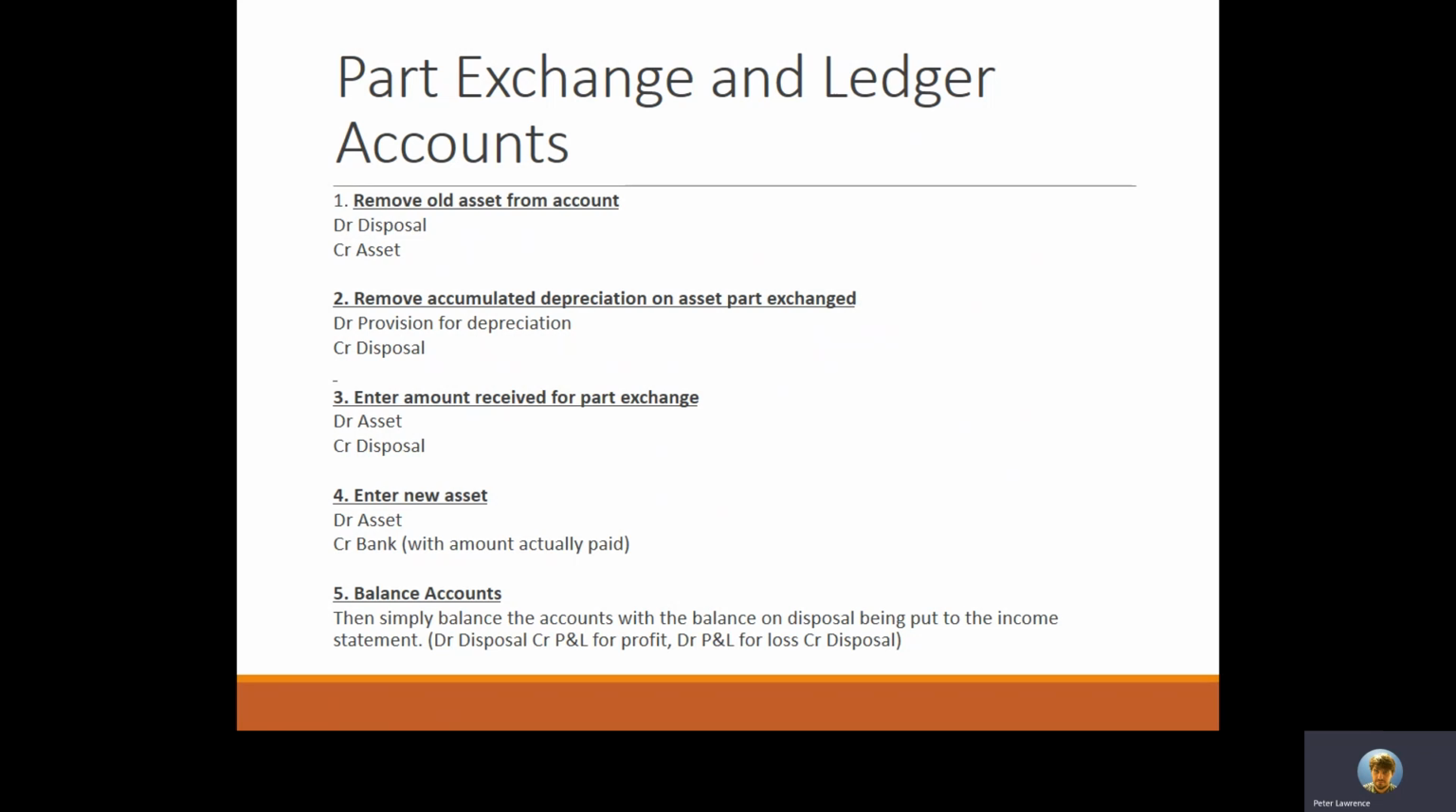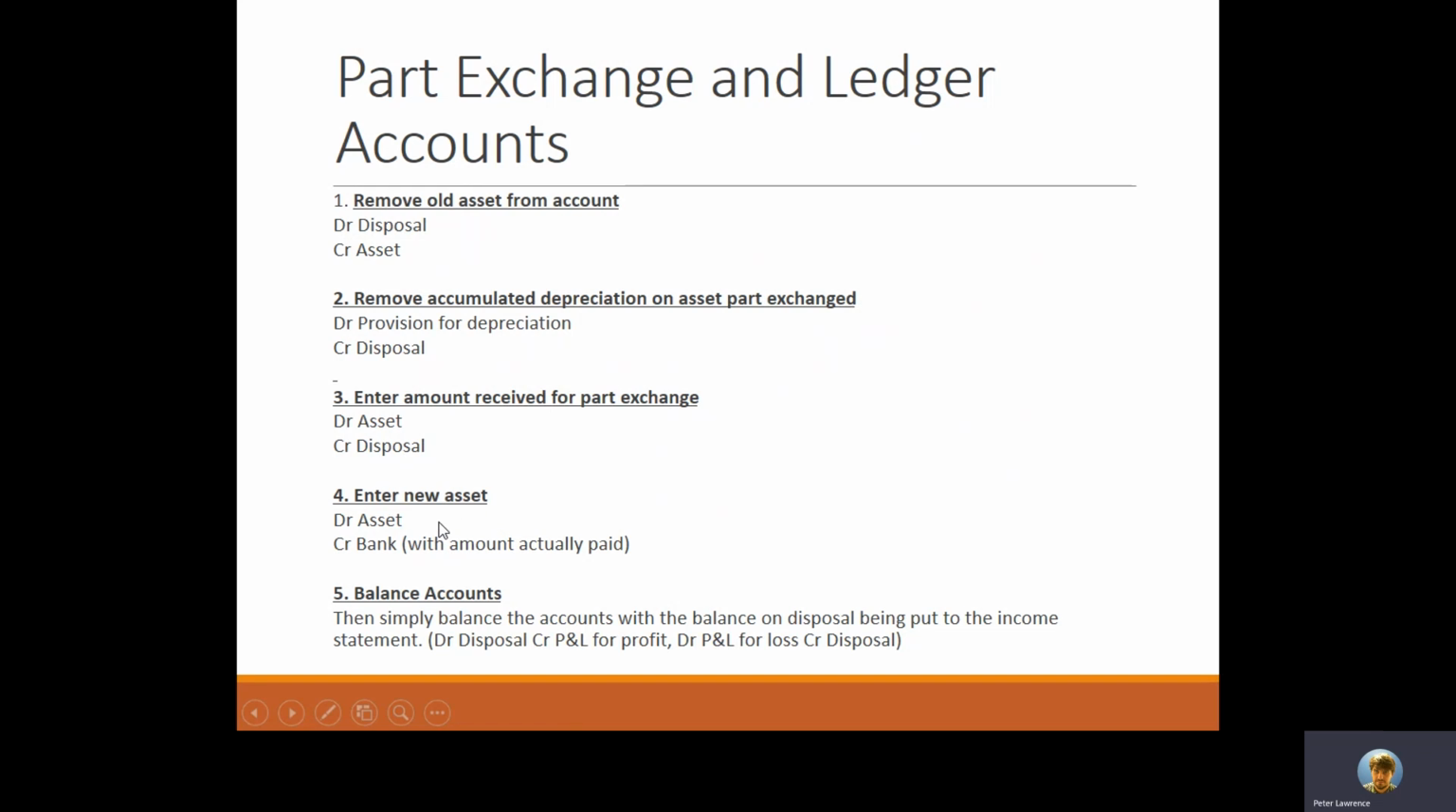There's some steps on how to do it. I would learn those off by heart. Steps are to remove the old asset from the account, then remove the depreciation, so exactly what we did before. Then we've got an extra step. We're going to enter the amount received for part exchange. We're going to debit the asset, we'll credit the disposal this time. As we're not receiving any money for it, you're going to debit the asset account rather than the bank.